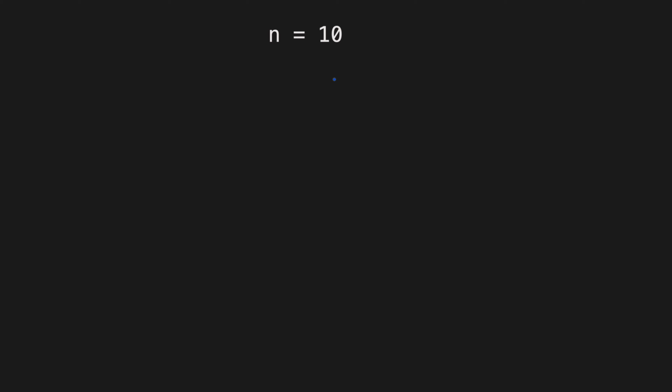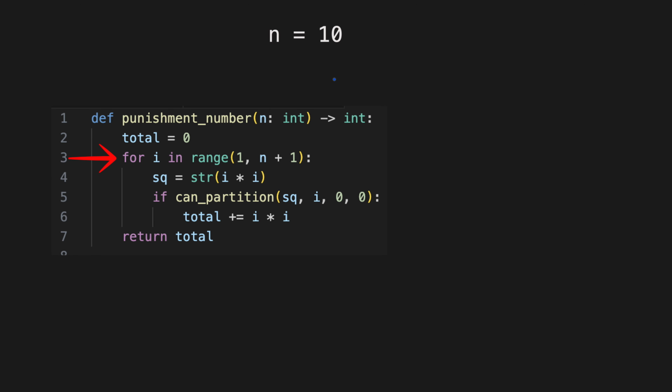To calculate the punishment number of n, we need to check for every number i from 1 to n whether i into i can be partitioned into substrings that sum up to i. If it can, we add i square to the punishment number. So our approach can be that we start iteration from i equal to 1 and move all the way up till n. Then for each i, we compute i square and see if i square can be partitioned. If it can be, then we add i square to our punishment number. And once we are done with all the numbers in the range, we will return this punishment number.